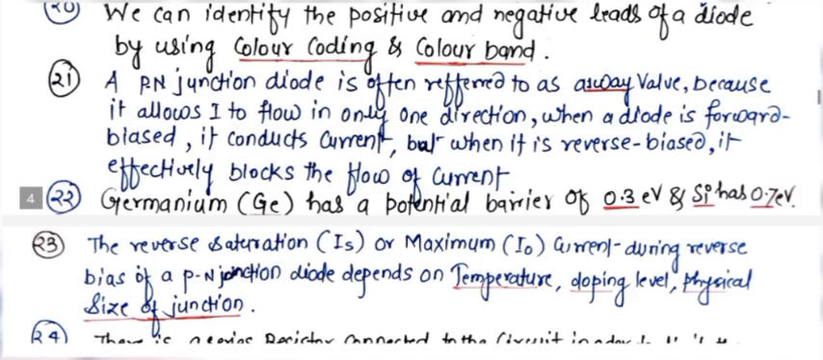A PN junction diode is often referred to as a one-way valve because it allows current to flow in only one direction. When a diode is forward biased, it conducts current, but when it is in reverse bias, it effectively blocks the flow of current. Germanium has a potential barrier of 0.3 eV and silicon has 0.7 eV.